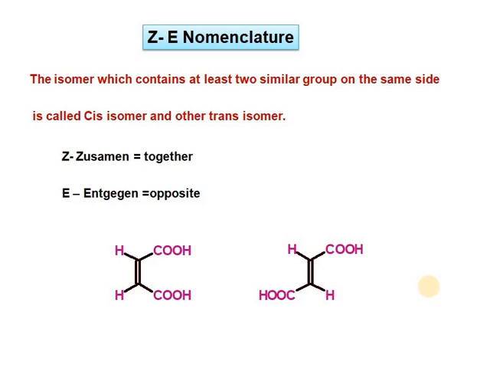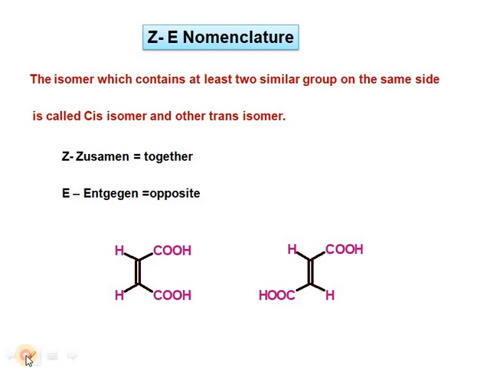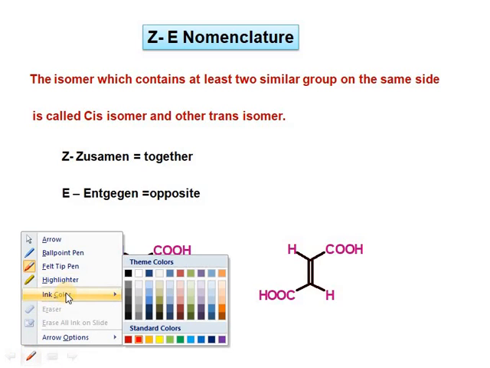Geometrical isomers contain at least two similar groups on the same side; this is called a cis isomer. When they are on opposite sides, it is called a trans isomer. But Z and E nomenclature may be used to name the doubly bonded carbon atoms, where the groups are arranged in decreasing order of priority on the basis of their atomic number.